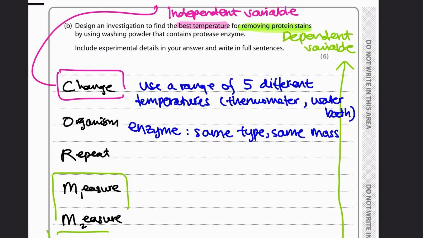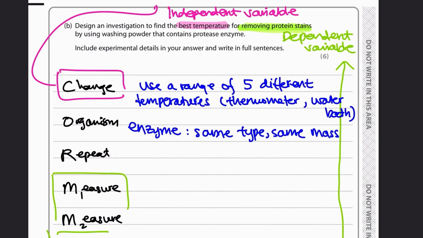So that's the organism. Repeat. Just putting that one word is a mark. But what are you repeating? You're actually repeating whatever you're measuring. Really, the M should come before the R logically, but they want to make a word that sounds like CORMS. So what you're measuring is the dependent variable. How are you going to measure this? You're going to measure how well it's removing the stains.